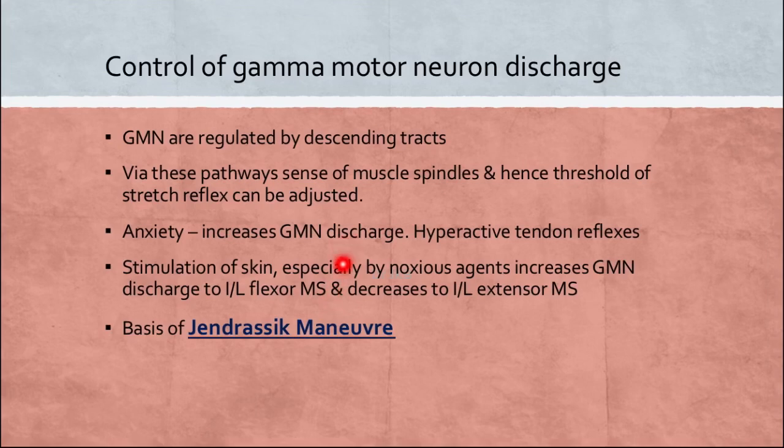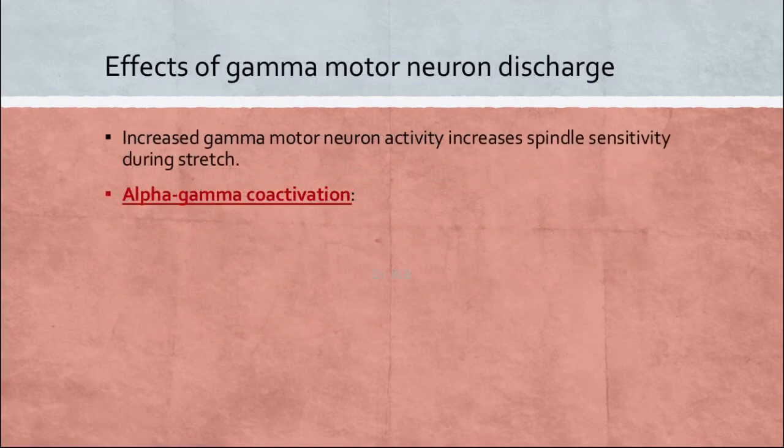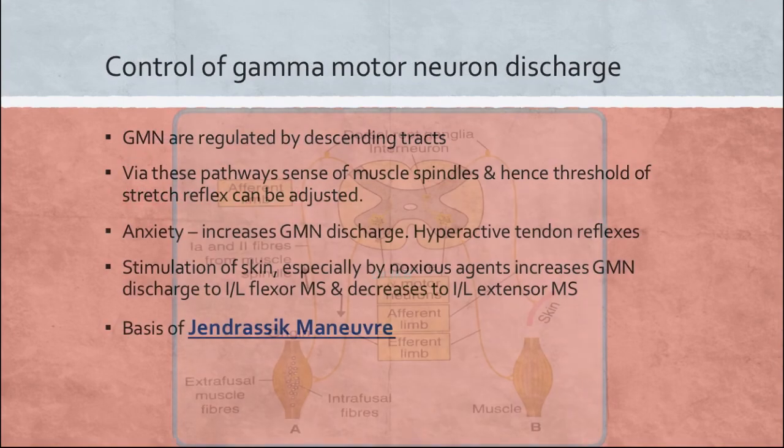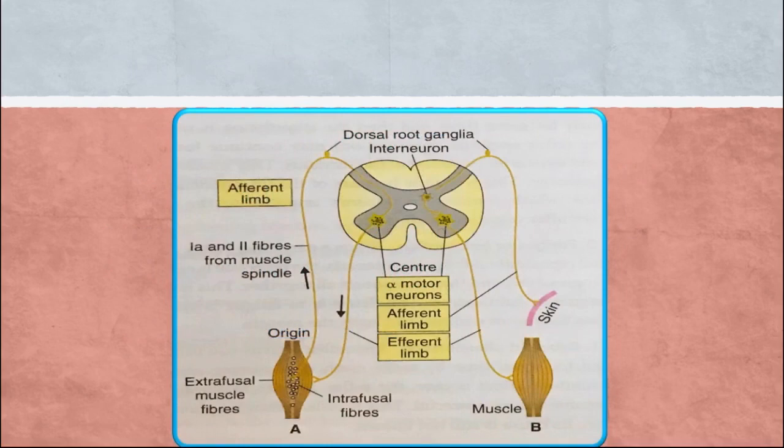So all these things they point towards the thing like the gamma motor neuron, they have got major chunk of the control from the higher centers. So they are regulated by the descending tract via these pathway sense of the muscle spindle, and hence threshold of the stretch reflex can be adjusted. Okay. So this was all regarding, so if we look over here, this all regarding the gamma motor neuron.